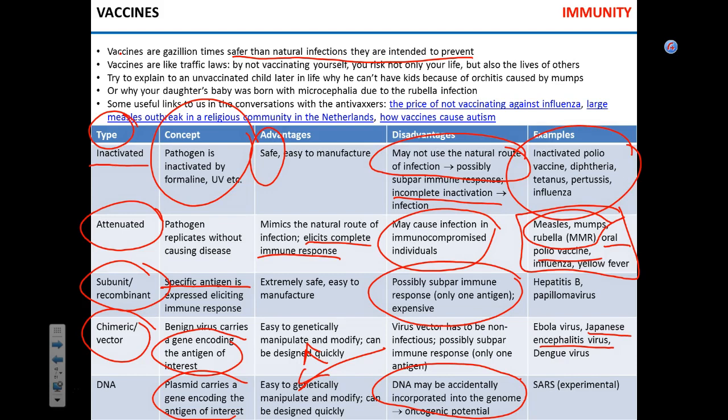So the idea is, parents do not vaccinate their kids. The kids get infected and transfer the infection to other kids. That's the ground for the tort lawsuit. The damage that is inflicted is due to the negligence of other people, okay? And that's like a traffic law, you know, because you can drive 150 miles an hour on the highway, no problem. And if you kill yourself, nobody cares. The problem is that you can kill other people.